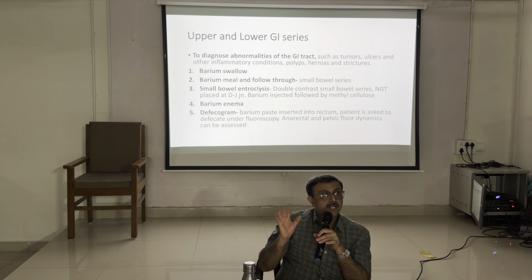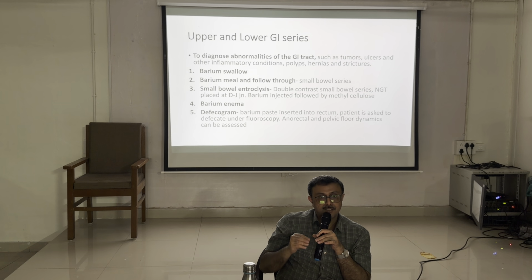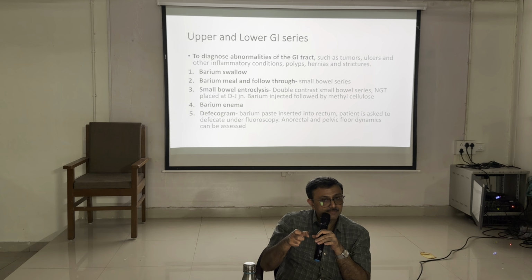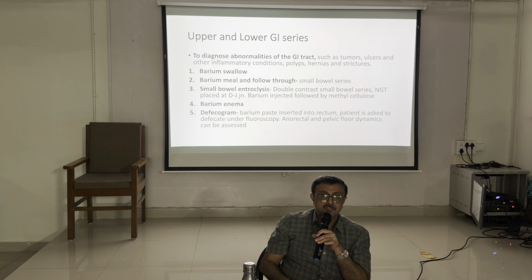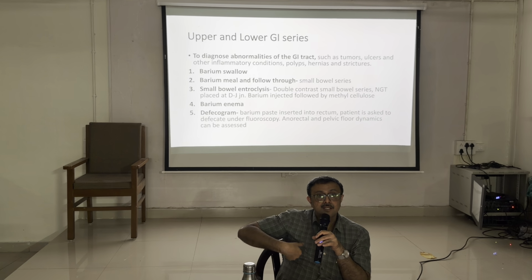So mucosal detail, ulcerated growth, polypoid growth, strictures, can be visible. So it is called a double contrast barium swallow. Double contrast barium enema. What is that? First is dye, then gas.